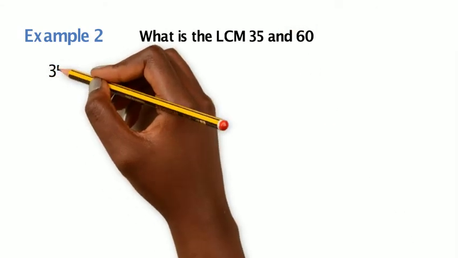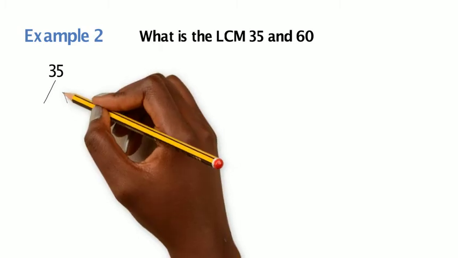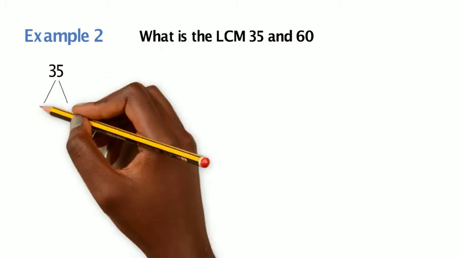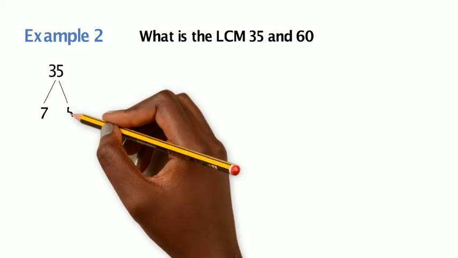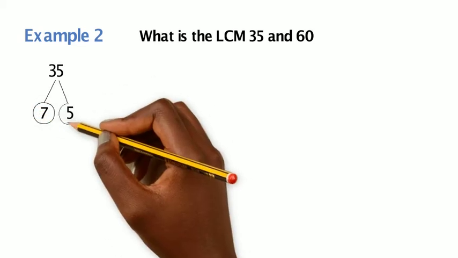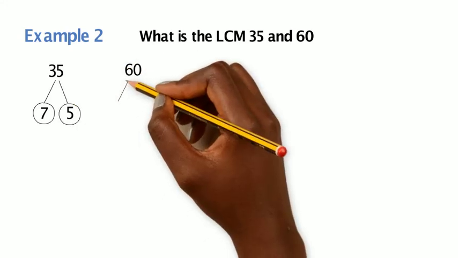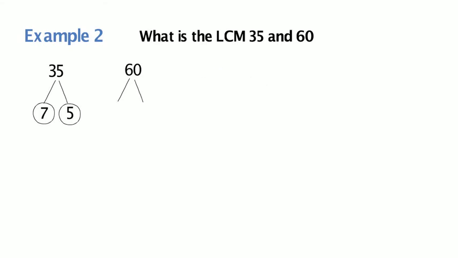So if you have example 2, and the question says, what is the lowest common multiple of 35 and 60? Again, we're going to draw our prime factor tree. So 35 will be broken down into 7 and 5. And because these are both prime factors, we'll stop right there and circle those. Then we need to now break down 60.